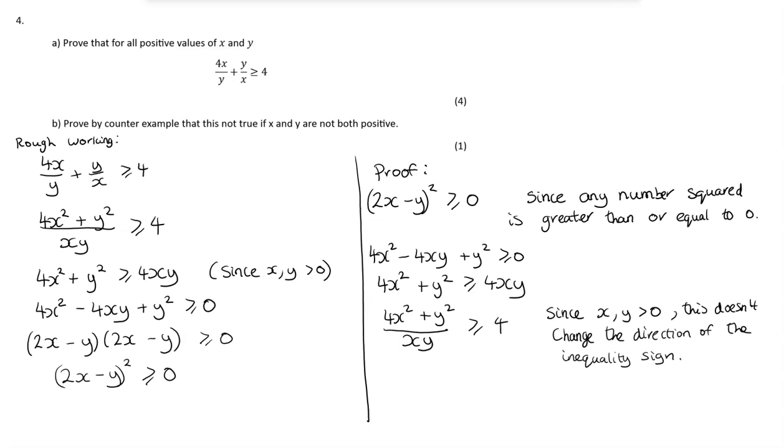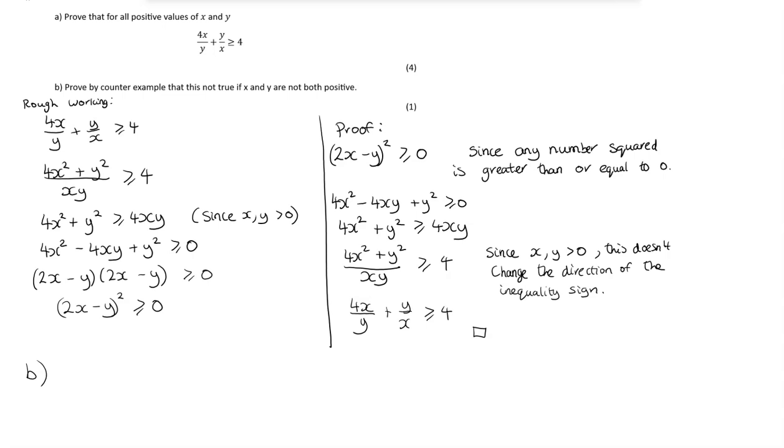And then we're pretty much there because we just divide both sides by xy. We divide both terms on the top by the xy. So 4x squared divided by xy, you get 4x over y. And then y squared divided by xy, the y is going to cancel, so you just get y over x. And we're just showing that's greater than or equal to 4. So I'll put that little box there to show that I have completed the proof.